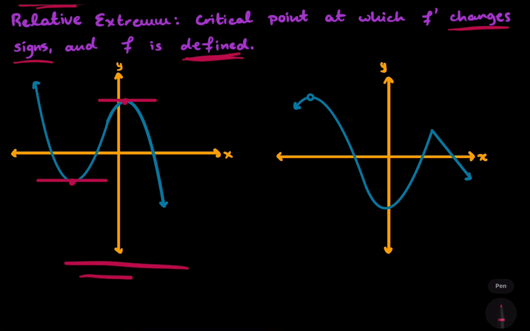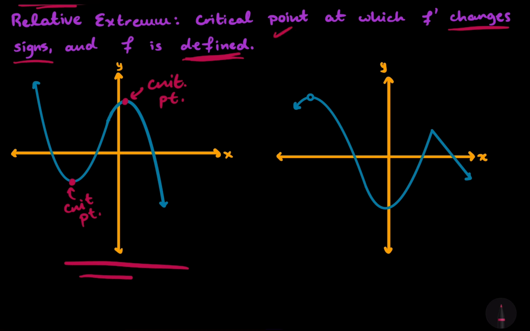By our definition, a critical point at which f prime changes signs and at which f is defined, we know that we're defined at this point, definitely. And we know that this is a critical point. So over here, we have a critical point, and over here, we have a critical point. The reason we know that is because we have a horizontal tangent, or at least visually, it looks as though we have a horizontal tangent line. So we have critical points. We met this first condition over here.